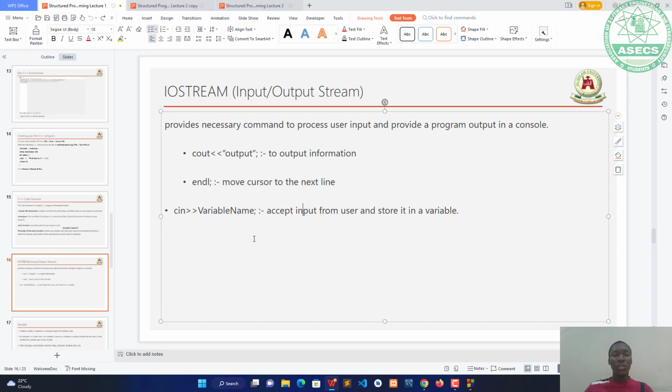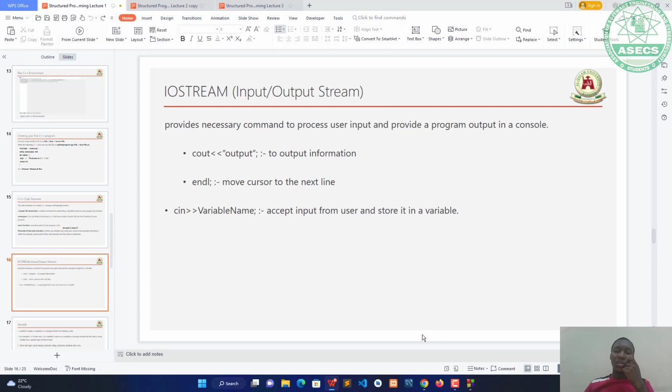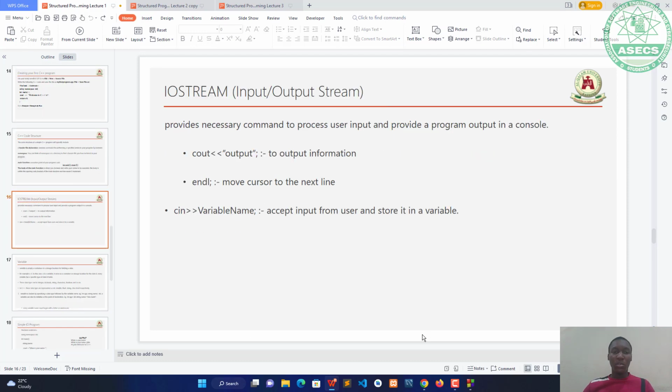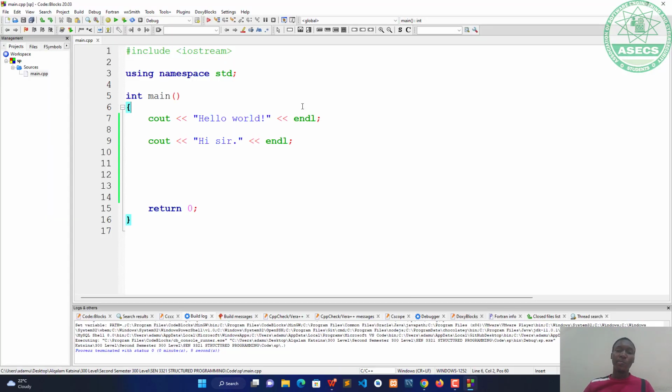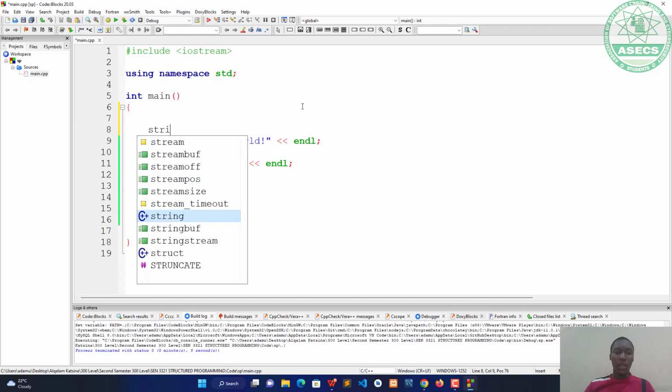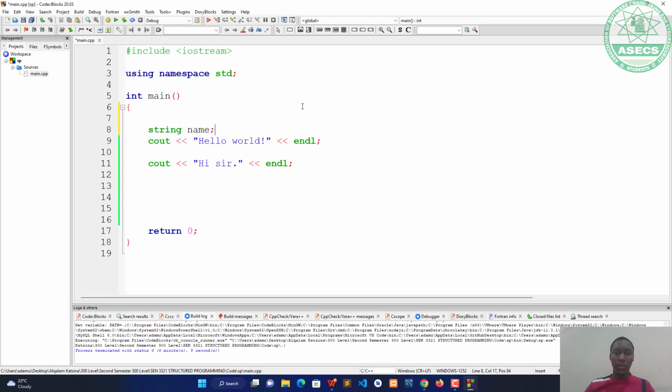So here cin is a variable that accepts input from the user and stores it in a variable. This cin accepts what the user inputs, and cout outputs to the user. So that's just it. This, in short, is like we are learning C++. And let me just try this. Alright, let's say I have a name, string name.